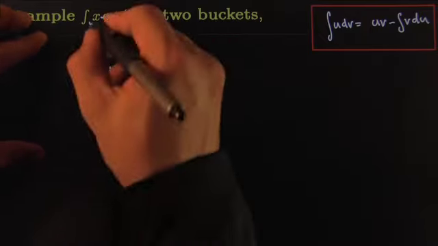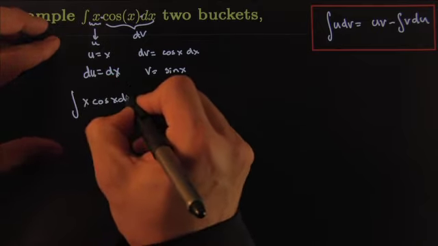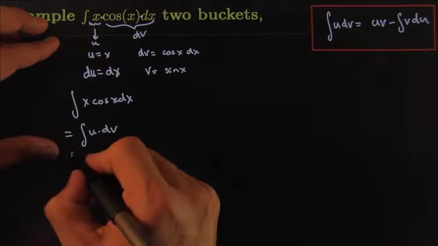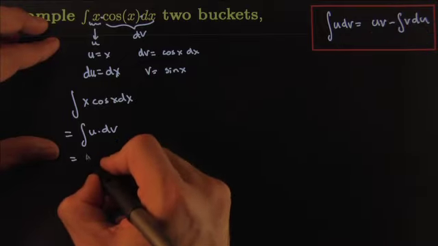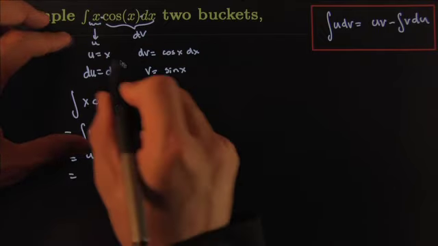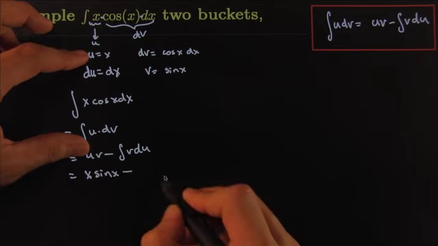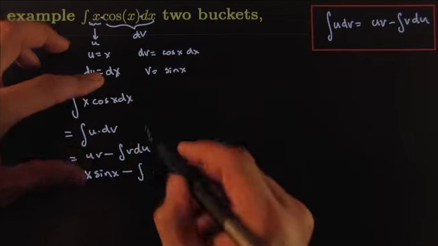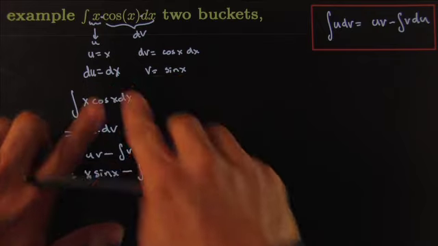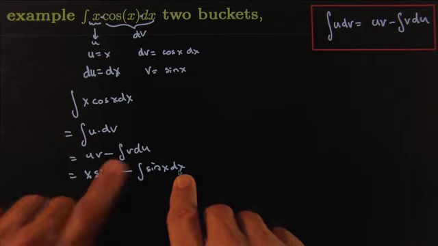The derivative of x is 1, so du is dx. And so therefore this integral, which is x cosine of x dx, I can translate into the integral of u dv, and then I can use my statement here, that must be equal to uv minus the integral of v du. That's u times v, that's x sine x, minus the integral of v du, sine x and dx, right here. Okay, just by plugging it into this formula.